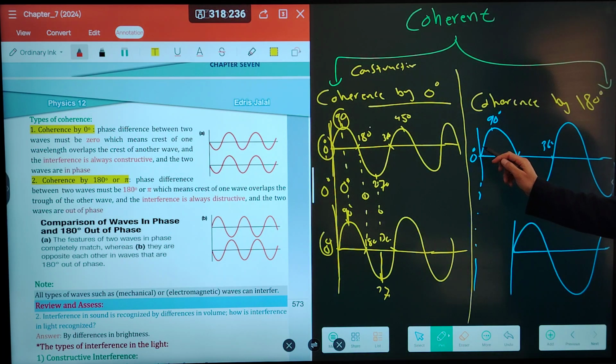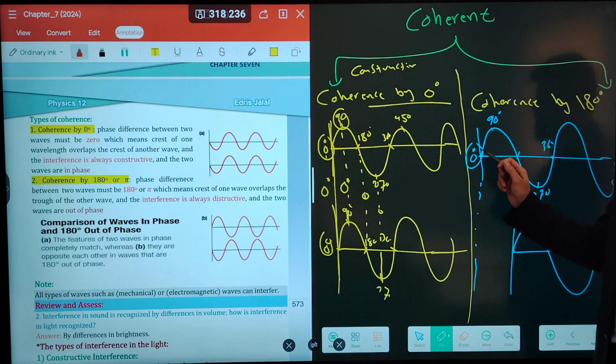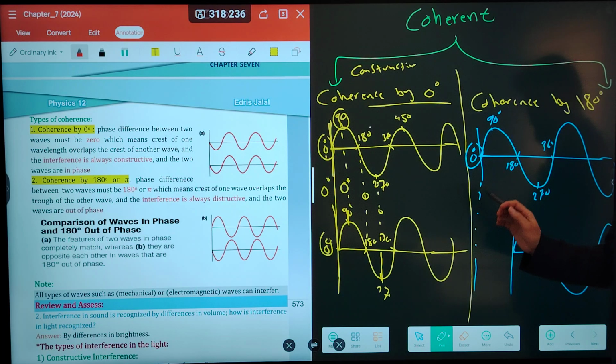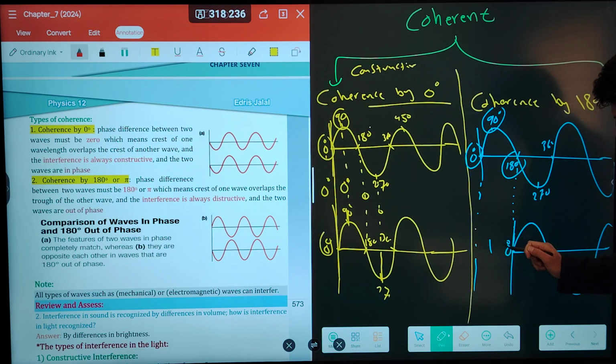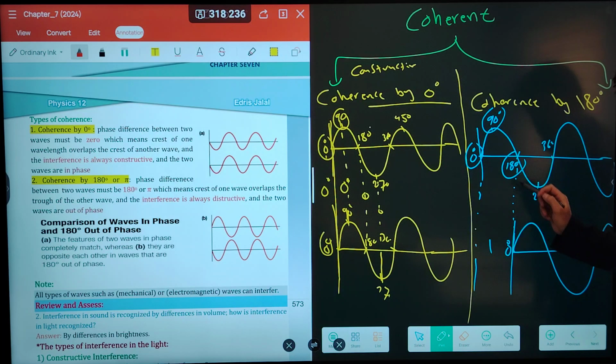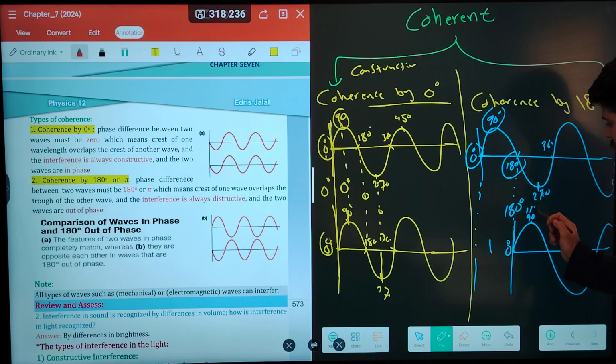Look. When the wave starts here at 0, do we have a wave here? No. At 90, do we have? No. This is 180. Angle is equal to what here? 0. 180 minus 0, 180. Here 270, but here we have 90. 270 minus 90, still 180?